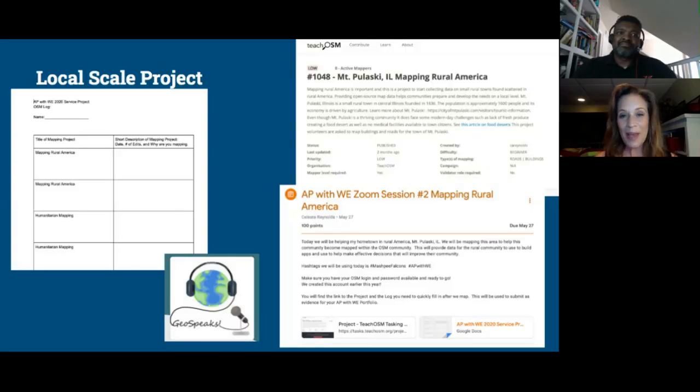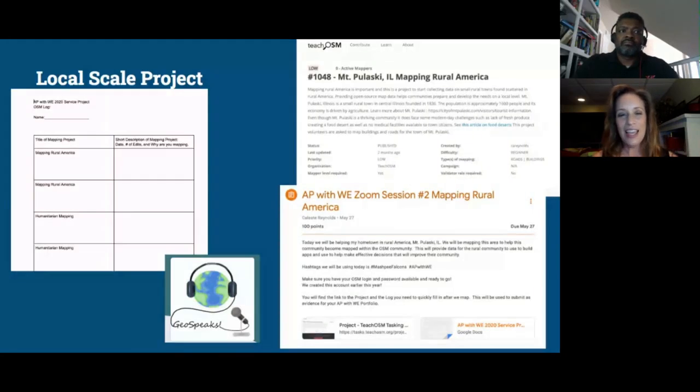So my students learn about it, and I show lots of pictures, and they found out we were talking about food deserts and trying to show them that food deserts not only happen in urban spaces, but also in rural. And what we did is we went in and started to map Mount Pulaski, Illinois. And this is kind of just showing you, I created the project with the help of Stephen Johnson from the Teach OSM team, and then explained, and the students were familiar with Mount Pulaski. They wanted to help Mount Pulaski.